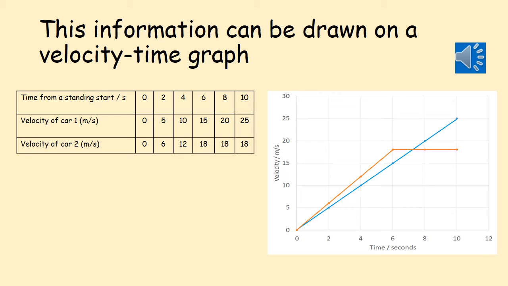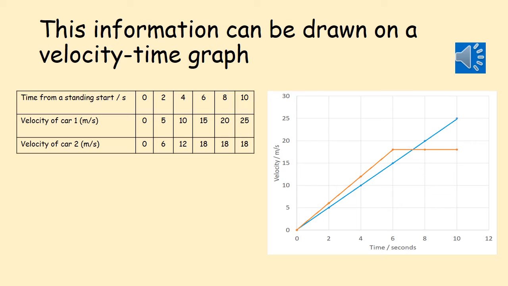Car number 2, you'll see, has gone from 0 to 6 in 2 seconds, and then to 12, and then to 18, but then it has stopped getting any faster. So it's now going at a steady speed, it's stopped accelerating. This is shown on the graph on the orange line there.